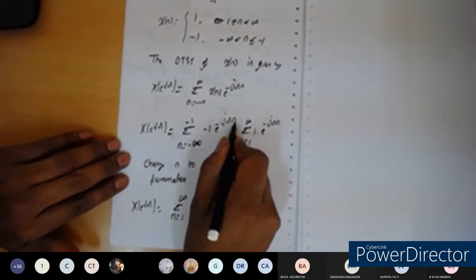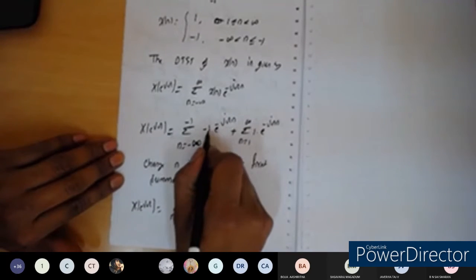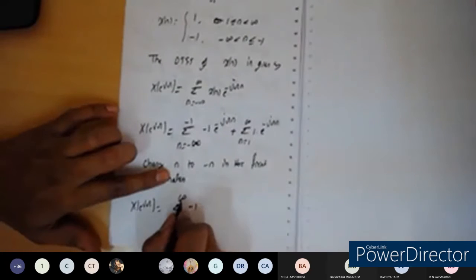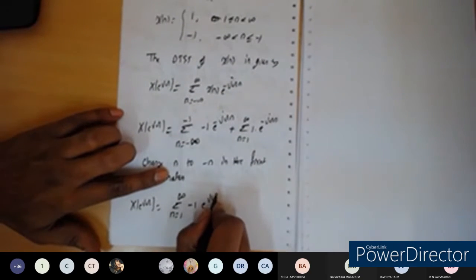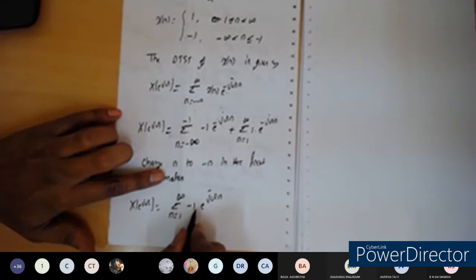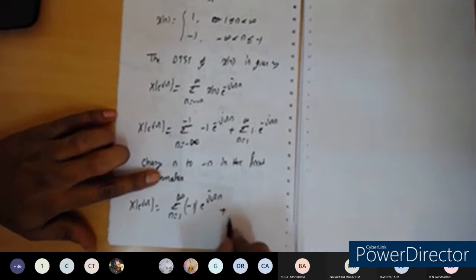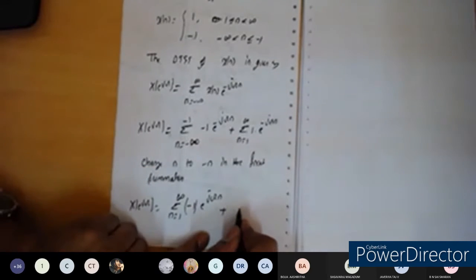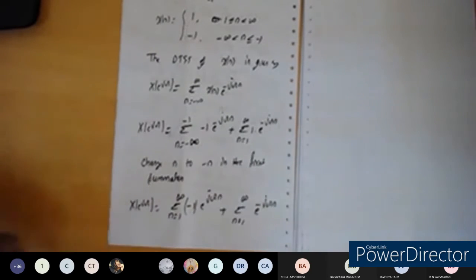So we are changing only n here, not the amplitude, because there is no n here. So only n is present here, so don't get confused. Okay. So the first summation, n equal to minus 1 to minus infinity, of minus 1 into e to the power of plus j omega n. This minus 1 will be written like that only. Plus the second summation will remain like that only: summation n equal to 1 to infinity of e to the power of minus j omega n.